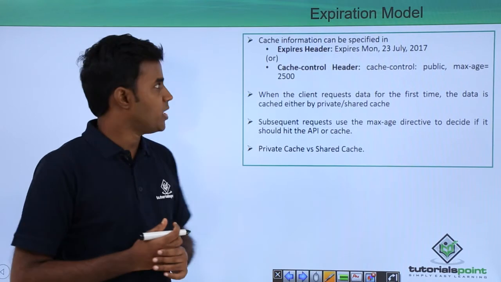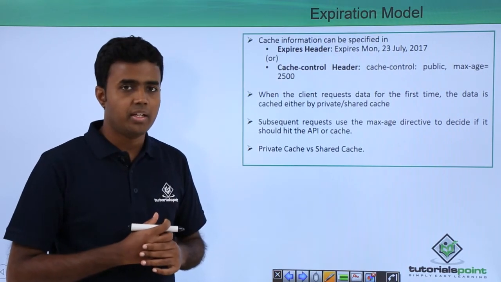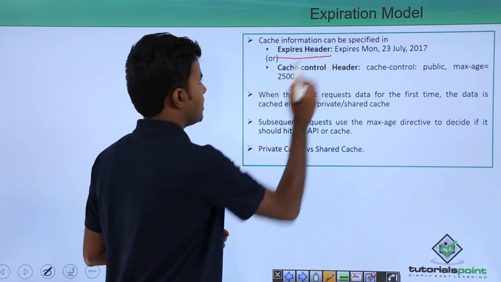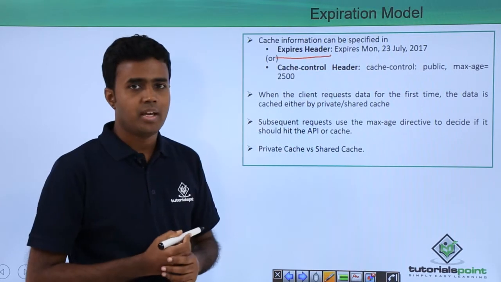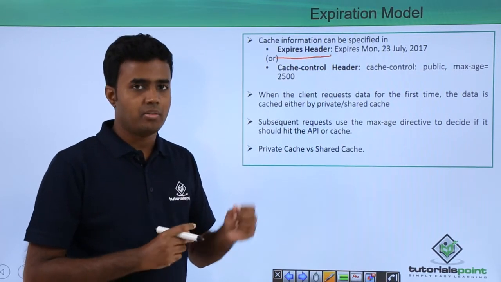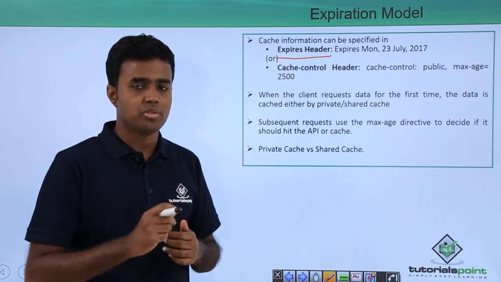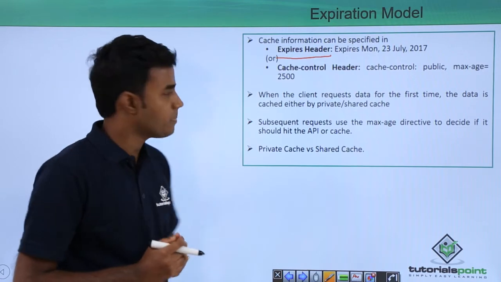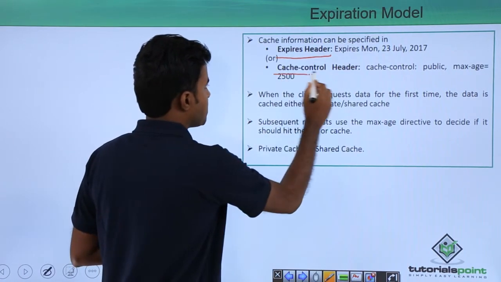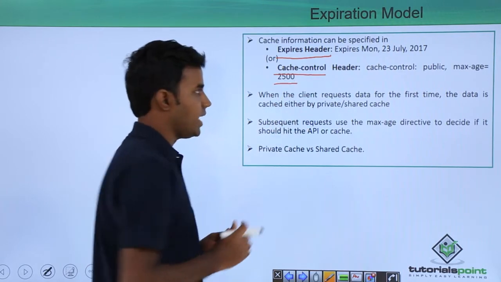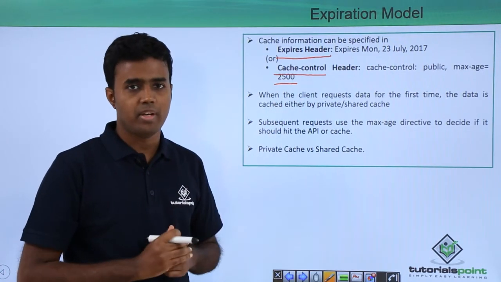So, cache information can be specified in two different kinds of headers. The first one is the Expires header, which tells a particular point in time at which the cache will expire and the client needs to send the request to the API to get the response. The second one is the Cache-Control header, which tells for how many seconds the cache will be available.